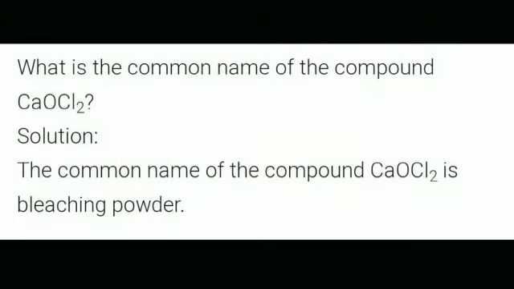What is the common name of the compound CaOCl2? CaOCl2 is bleaching powder. Calcium oxychloride, CaOCl2, is the chemical name, and bleaching powder is the common name.